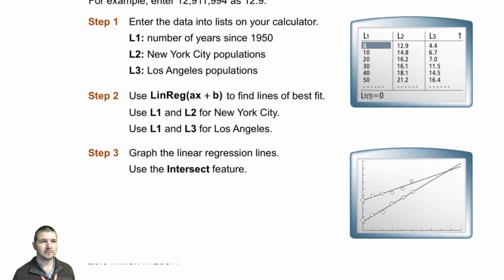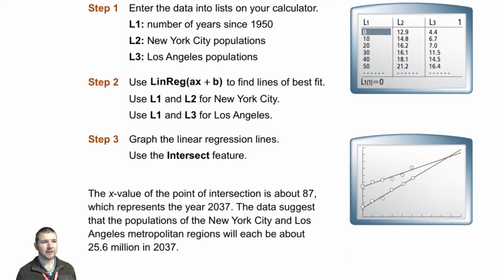The x value of the point of intersection is about 87, which, remember, since we input our years as years since 1950, 87 represents the year 2037. The data suggests that the populations of the New York City and Los Angeles metropolitan regions will each be about 25.6 million in the year 2037.